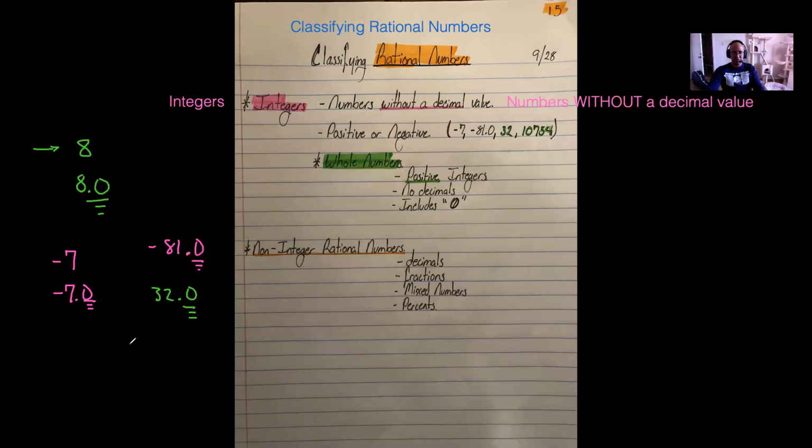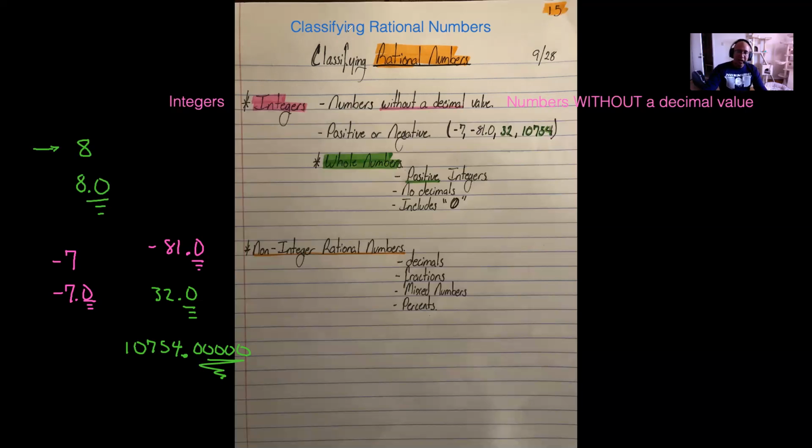It is an integer. A larger number, like 10,754. Again, it's a positive number, no decimal value. There's nothing of value after the decimal. You can go on forever. No decimal value, therefore it is an integer. Okay, so in short, an integer is a rational number, a number without a decimal value.